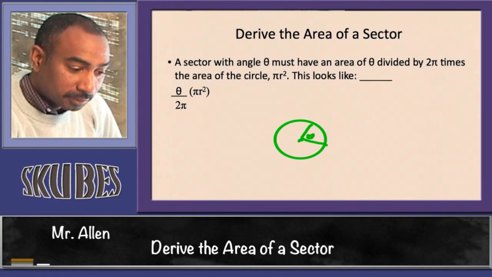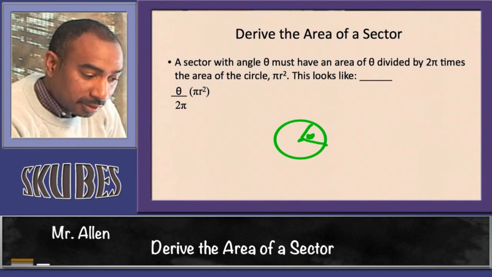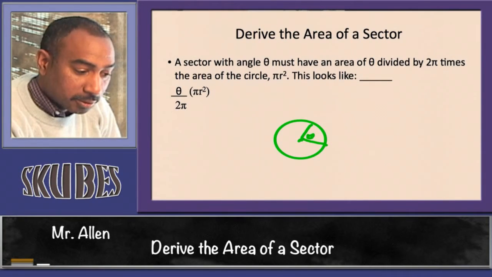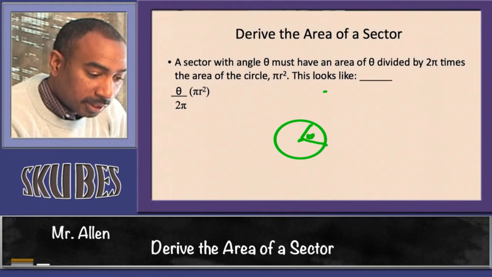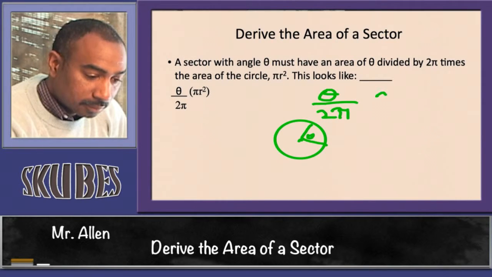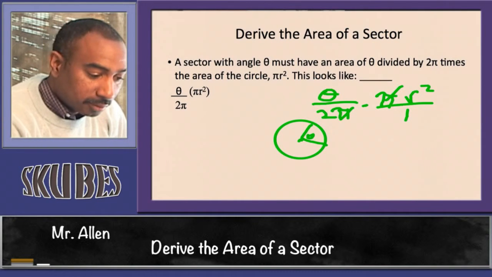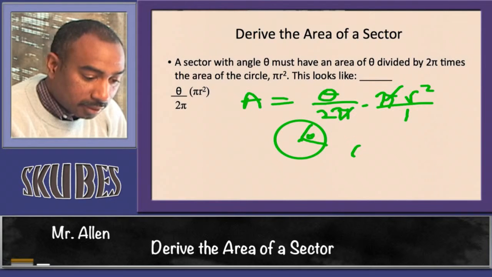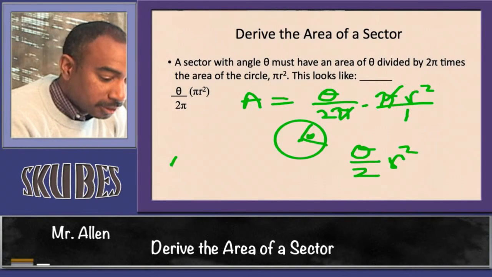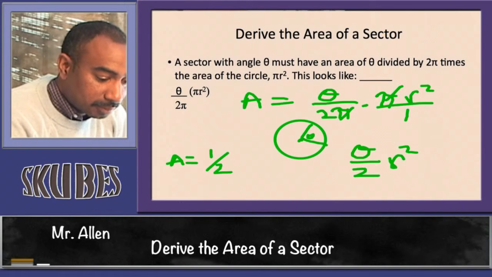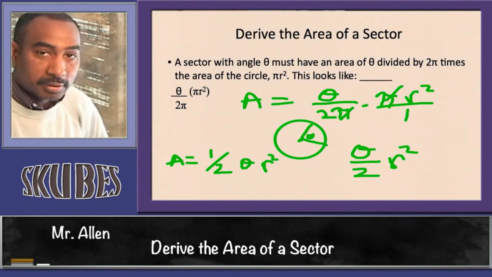The area of the circle, the area of this whole thing, is pi r squared. So you have this relation, theta is to 2 pi times the area of the circle, pi radius squared. And if you simplify this, you come up with the area of a sector. So notice that the pi cancels out, and you're left with theta divided by 2 times the radius squared. And the way you usually see it is 1/2 times theta times the radius squared is the area of a sector.